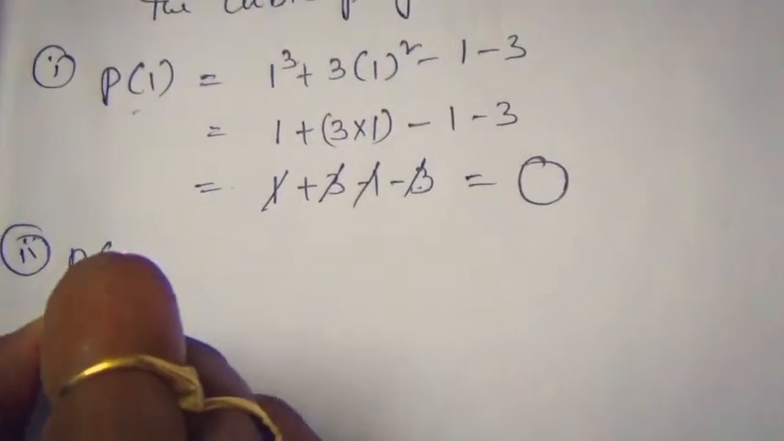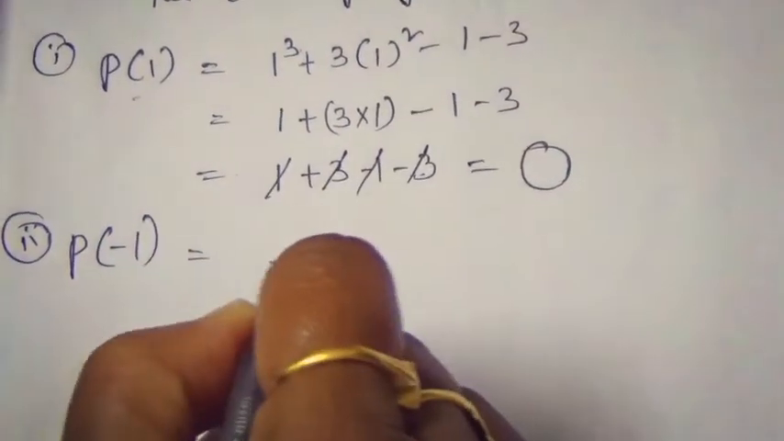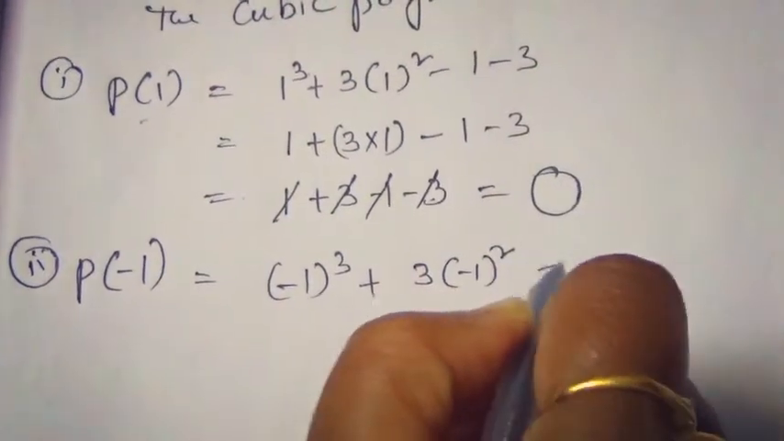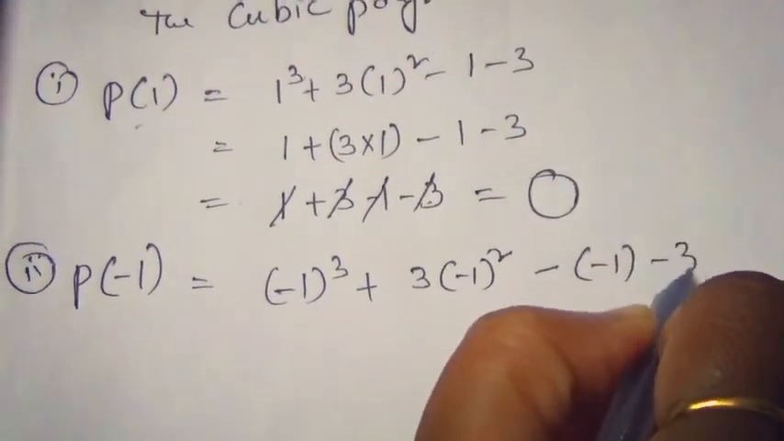And the second also we have to check, that is p of minus 1: minus 1 whole cube plus 3 of minus 1 whole square minus of minus 1 minus 3.